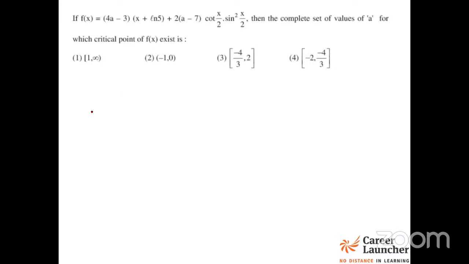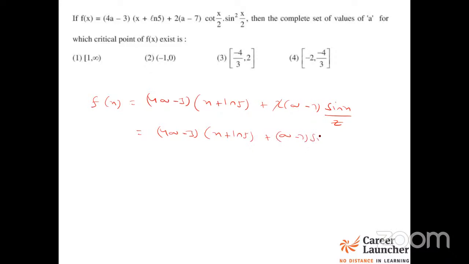So the next one, f of x is given as some function. Find the complete set of values of a for which the critical point of f of x exists. So for a critical point to exist, what can you say? The derivative should become 0. Now first simplify this given function. f of x is given as 4a minus 3 times x plus ln 5 plus 2 times a minus 7. How much is this simplified to? Cos x upon sin x, so it will be sin x upon 2. This 2 is also cancelled. So it will be simplified to 4a minus 3 times x plus ln 5 plus a minus 7 times sin x.